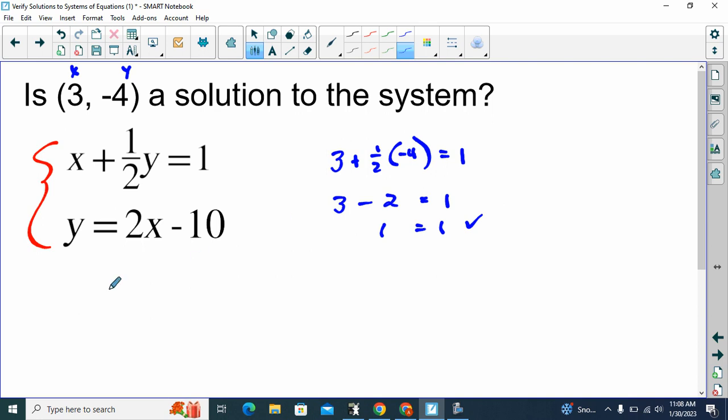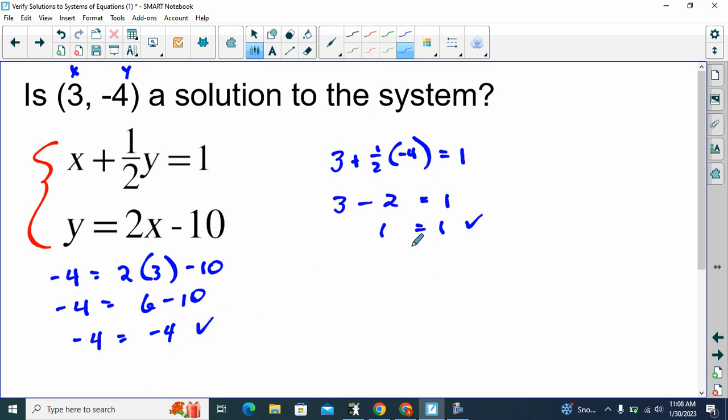Check it in the second one. Negative 4 equals 2 times 3 minus 10. 2 times 3 is 6. 6 minus 10 is negative 4. It works in the second one. If it works in both, yes, it is a solution.